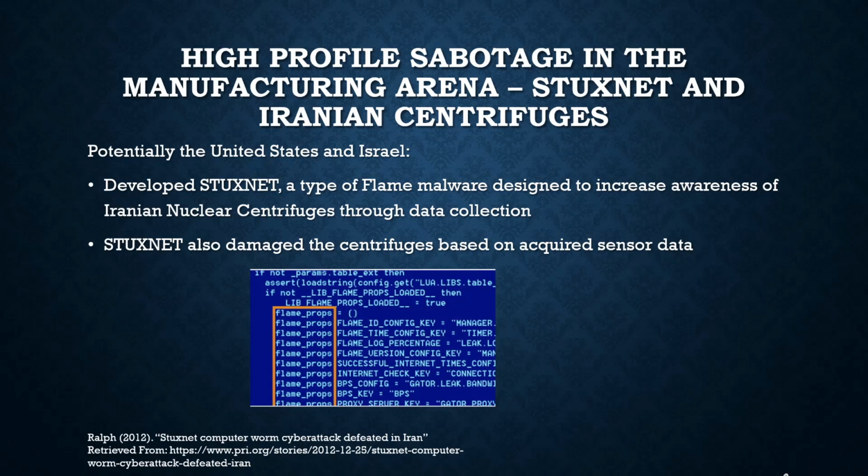The article that I grabbed this from was an article from 2012 called Stuxnet Computer Worm Cyber Attacks Defeated in Iran. It's a really fascinating article, and I also wanted to show you a little bit of some of the code details of Stuxnet so you can see the flame underscore props, and perhaps that's how it got the name flame malware. Either way, it's a very sophisticated type of hacking attack that variations of Stuxnet have been subsequently used since it was released and imposed on the Iranian nuclear centrifuge program.